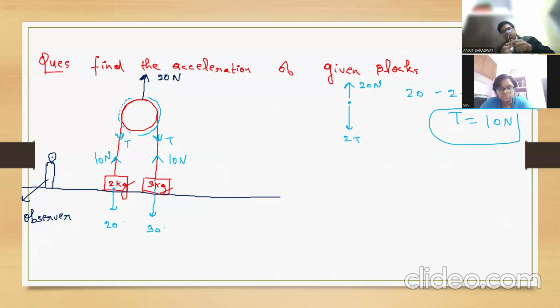Now tell me, is this 10 Newton applied by the string sufficient to move this block up like this? No, sir. Not sufficient, because the downward force is 20 Newton and the upward force is only 10 Newton. The net force will be in the downward direction.